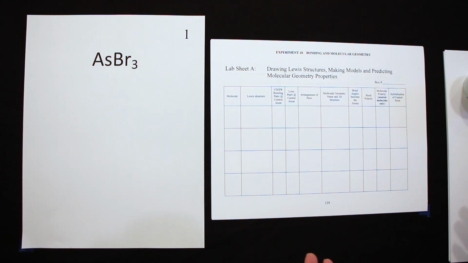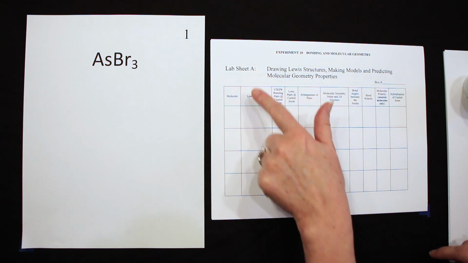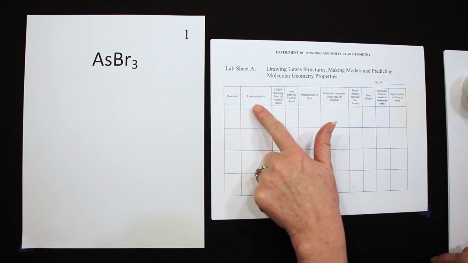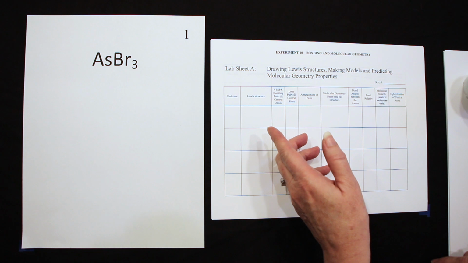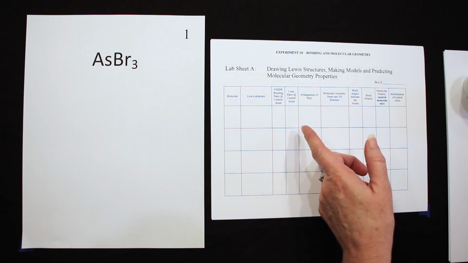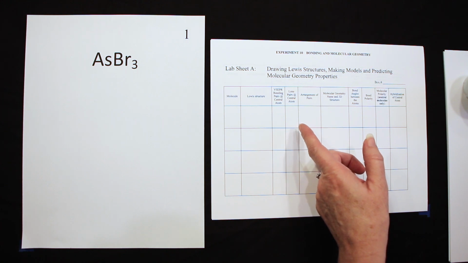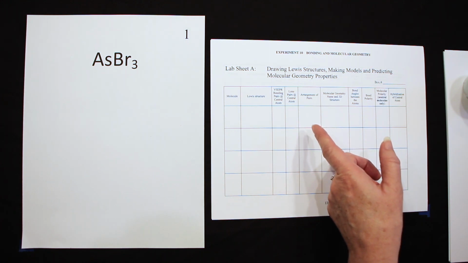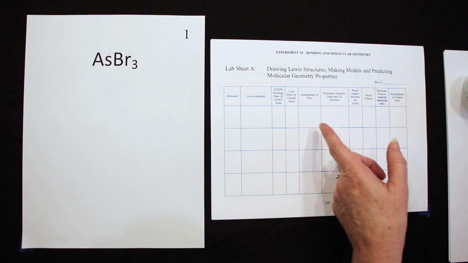So we're going to start experiment 10. We're going to do experiment 10 in 3 parts. In the first part, in lab sheet A, we're going to draw the Lewis structure of the molecule, count the bonding pairs and lone pairs about the central atom. Then we'll find the arrangement of pairs.